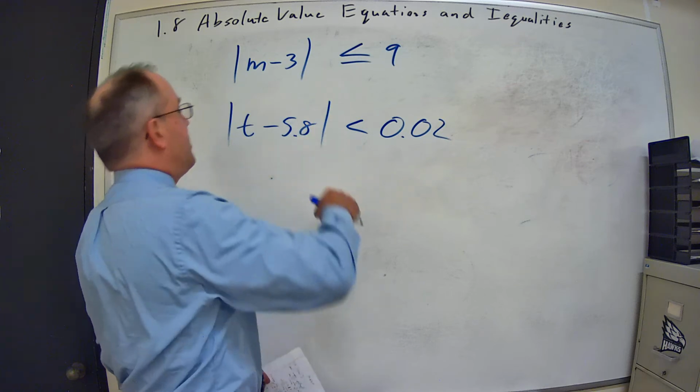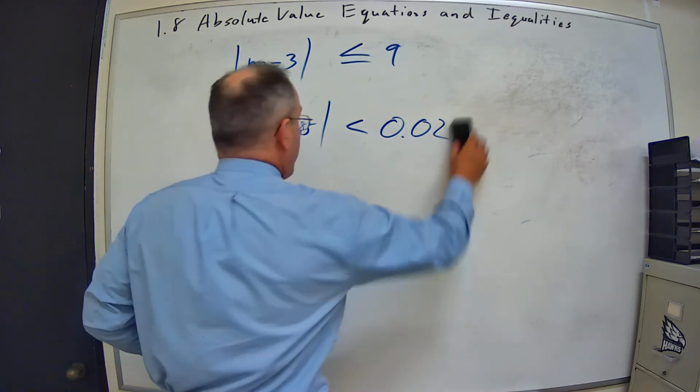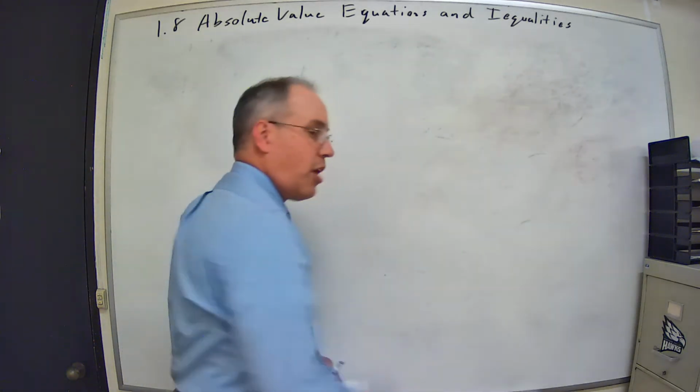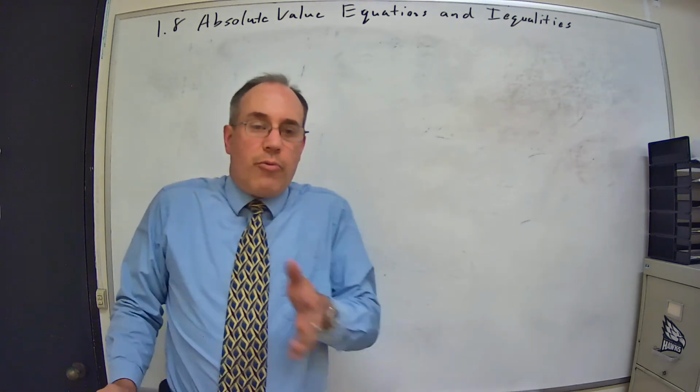So that's dealing with distances. This is within that of that. I want to do one more example dealing with tolerances. Tolerances are where they give you a range.